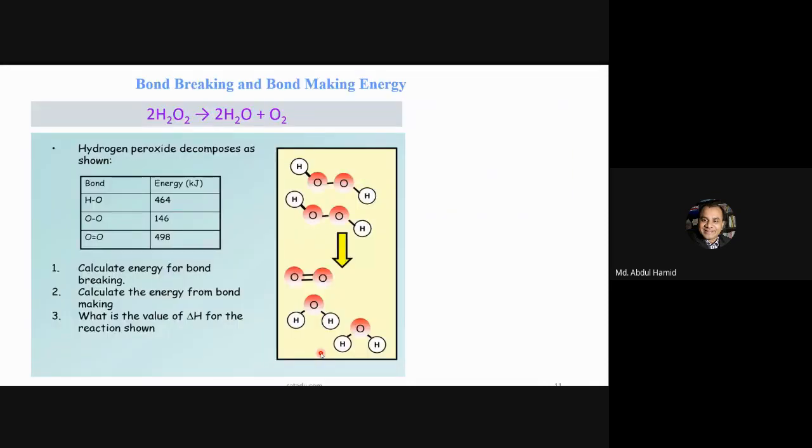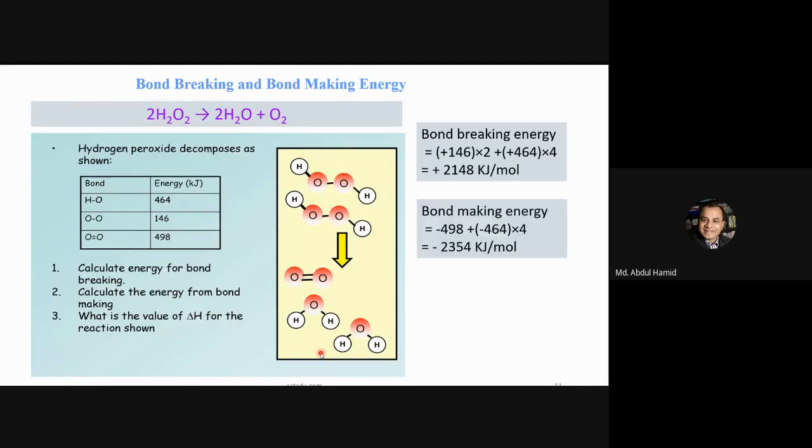Another calculation. You look here, it's broken down to water and oxygen. This is a decomposition reaction. We want to calculate the enthalpy change. First one, bond making energy. It's similar, right? I'm showing you quickly first. This is bond making. Which one is greater, making or breaking? Still here, making is greater. So the enthalpy change is negative 206.